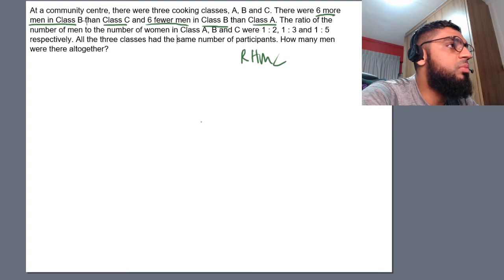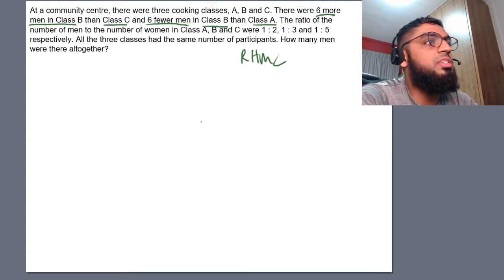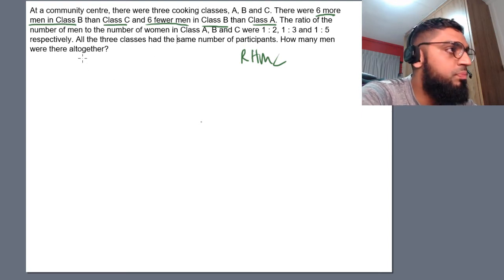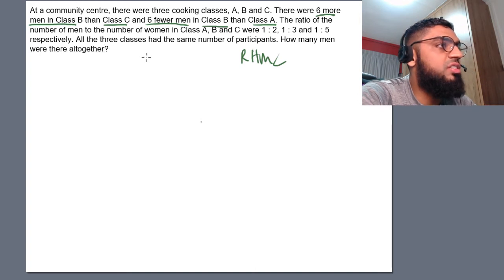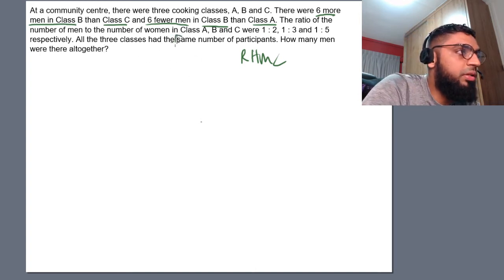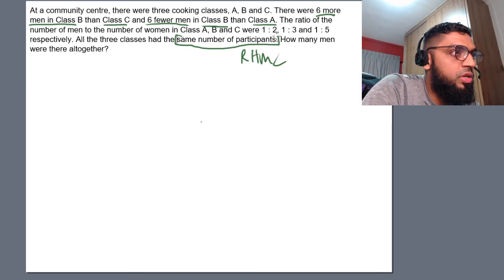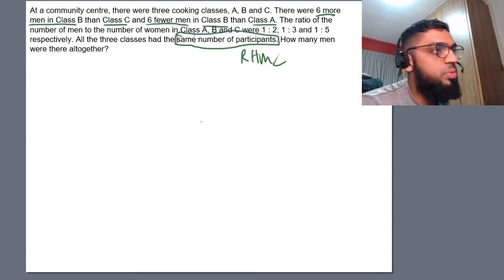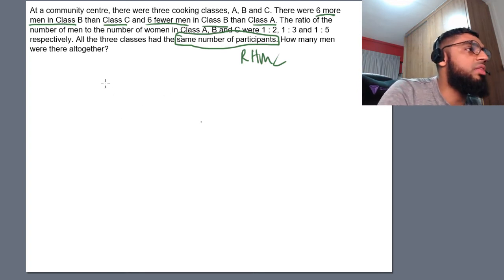The ratio of number of men to the number of women in class A, B, and C are given respectively. All the 3 classes had the same number of participants. This is a super duper keyword in front of us here. Same number of participants. How many men were there altogether?